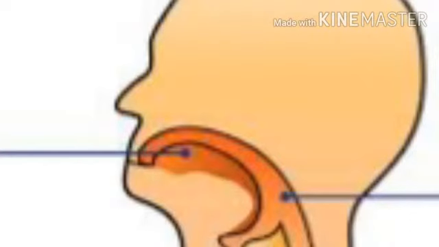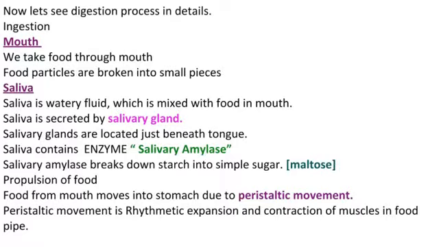So what happens? Sometimes you feel your mouth watering when you smell nice food. So from where does the water come? The salivary glands secrete the fluidy water, which is called saliva. Salivary glands are located just beneath the tongue. So this is the tongue, and just beneath the tongue the salivary glands are there, which secrete the saliva.